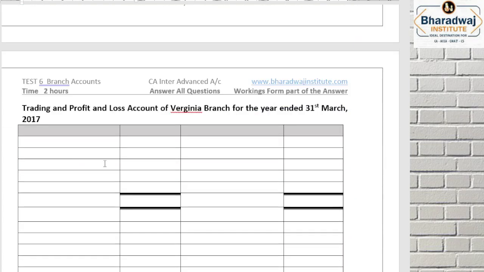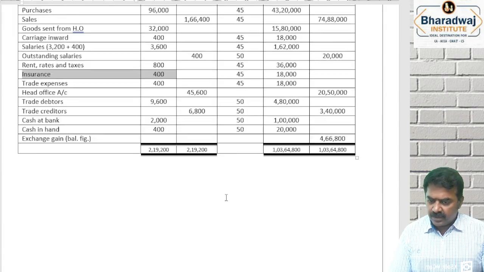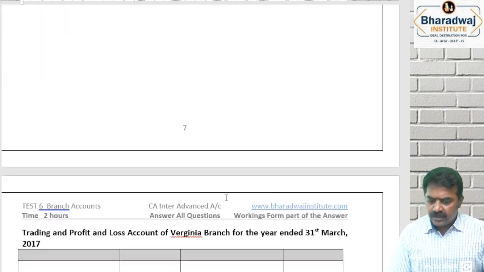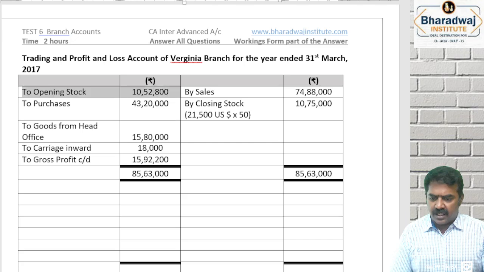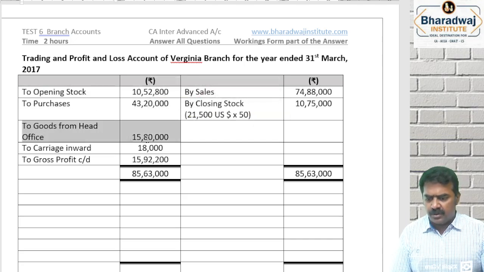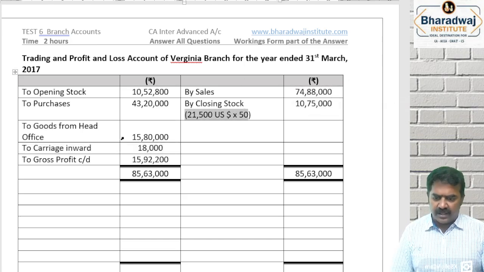Shall we? Over, live online friends. Have you completed? Yes, sir. Trading P&L account, let us do. Opening stock converted value, purchases converted value, goods sent to branch at actual rate, carriage inward converted value, take them. Sales, closing stock will be converted using closing rate. You will get gross profit.